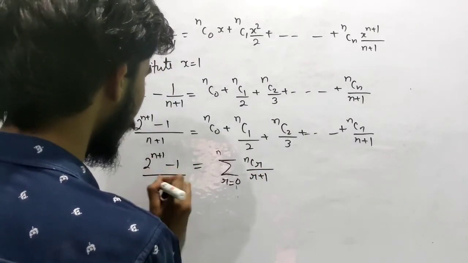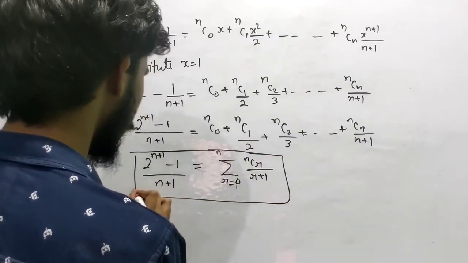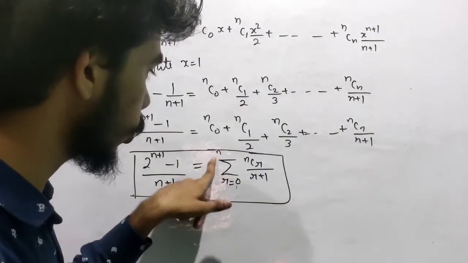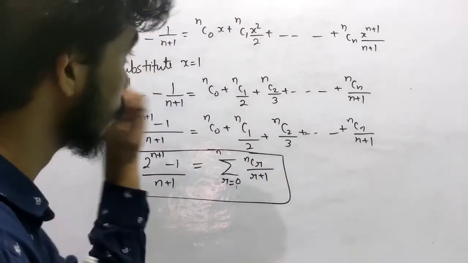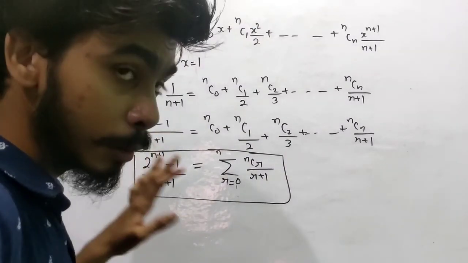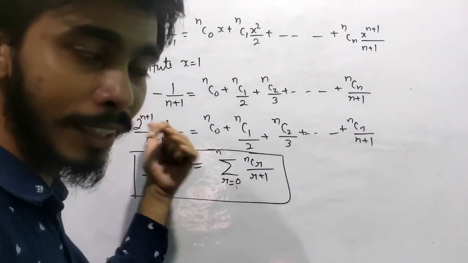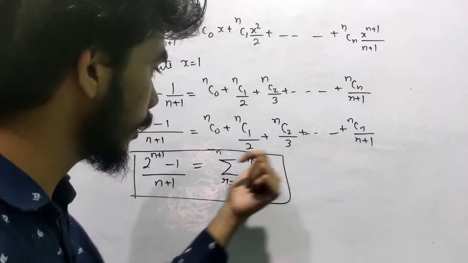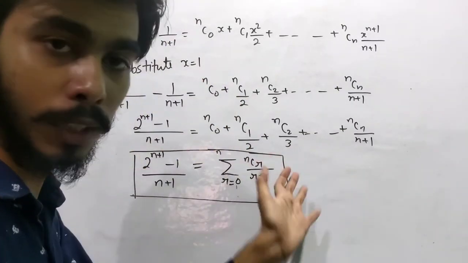So remember this property. Please remember this property. This is also an important property: sigma r equals 0 to n nCr upon r plus 1 equals 2 to the power n plus 1 minus 1 upon n plus 1. So always remember, for calculating the sum, substitute x equals 1, and whether we integrate, differentiate, or what we substitute depends upon the numbers present in the series. You have to break the series according to your formula.